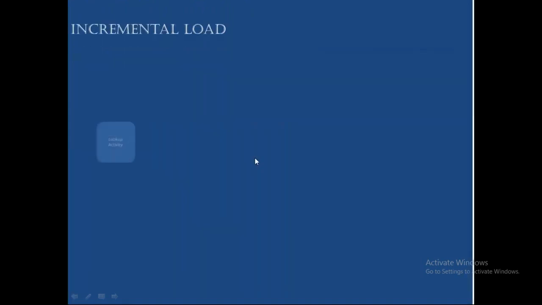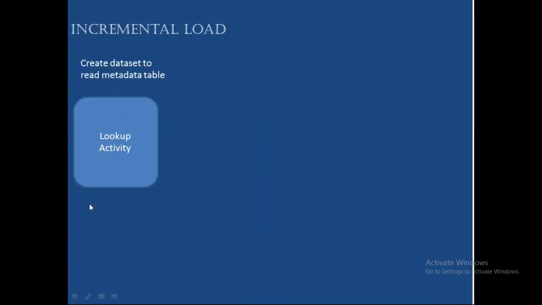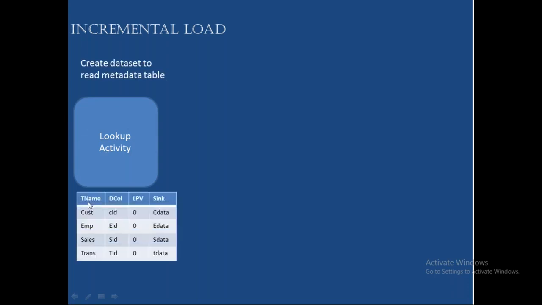Now we'll see how you do this for multiple tables. You will have a lookup activity. The lookup activity is going to read a metadata table. Create a dataset to read the metadata table. What will that metadata table look like? It will be something like this: table name, delta column, last processed value, sync target. Here you can say this is the cust table, and CID is the delta column in this particular table.